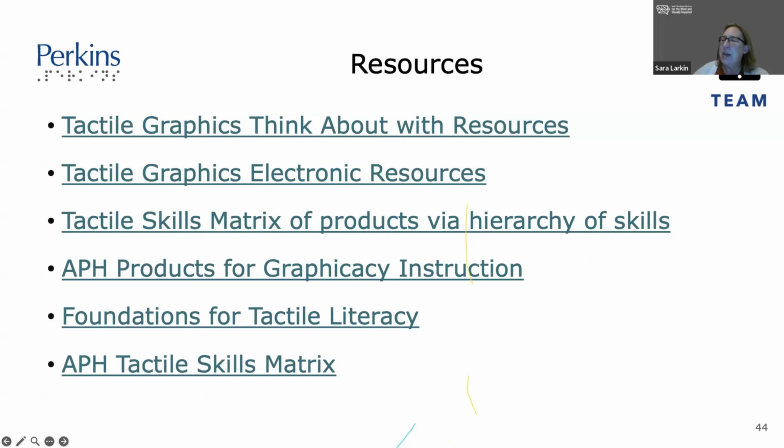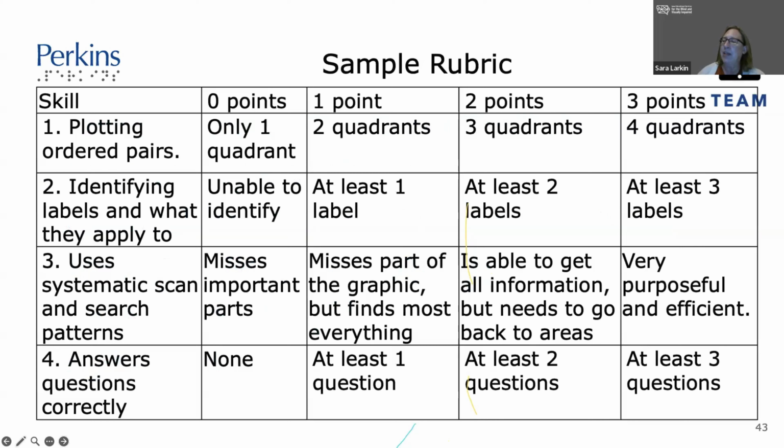We've given you a sample rubric as well around graphing that gives more points based on being able to access more in the graphic.